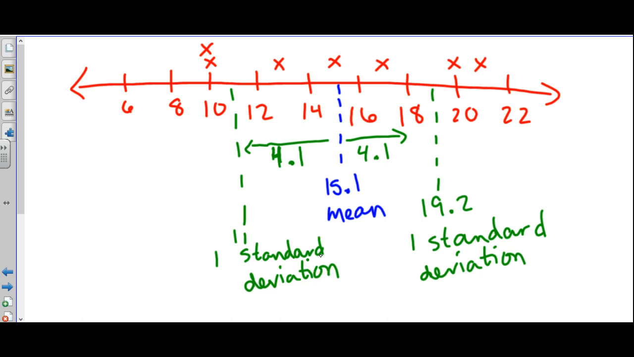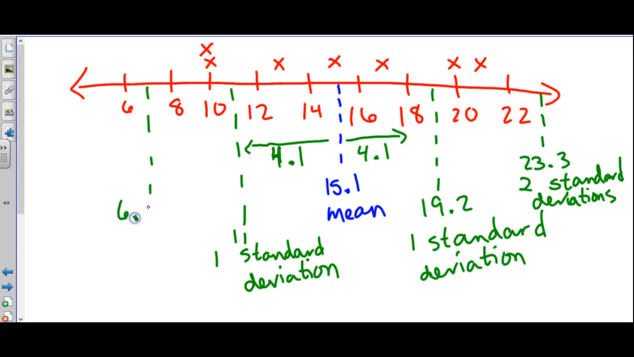If I do it again, because I still have some data outside my standard deviations here, I add 4.1 one more time. We take it up to 23.3. So that would be two standard deviations away. In the other direction, if I minus 4.1 from 11, that takes us to 6.9. That's two standard deviations away.